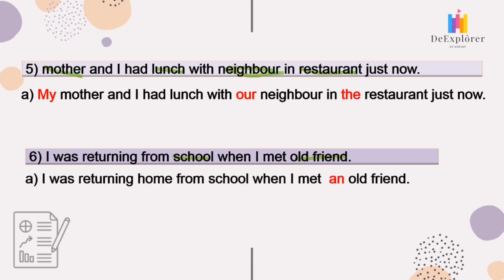I was returning home from school when I met an old friend. See, so school, you don't need a quantifier or a determiner or an article in front. Okay, I go to school every day. So, to school. So, school 是一个特别的字. So, most of the time, you don't need a quantifier or an article. Okay, so that's for question 6.